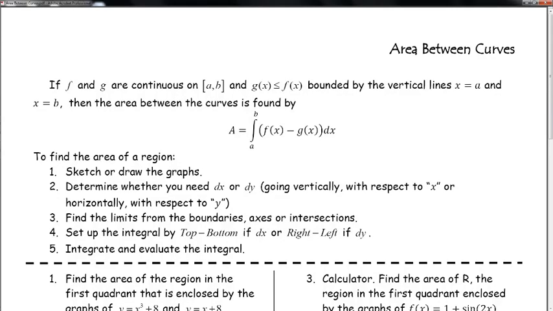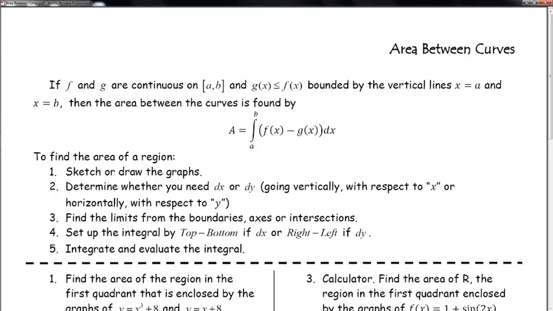Alright, so let's suppose that f and g are continuous on an interval from a to b, and the y-coordinate for g is smaller than the y-coordinate for f, and they're both bounded by the vertical lines x equals a and x equals b. That's your boundaries, so we're bounded by a and b. And then the area between the two curves is the integral from a to b of f of x, which is your larger function, the function on top, minus the function on bottom.